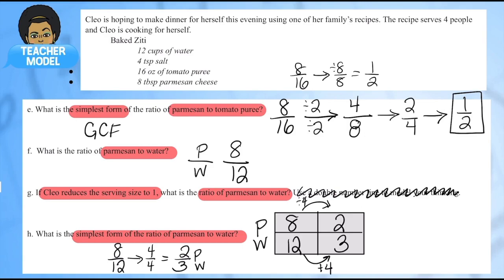So if you're getting a little stuck on greatest common factor, use some of your tools from last unit, and that would be really helpful, like your factor trees, factor rainbows. But if you're really struggling, you could also just keep simplifying by a common factor.